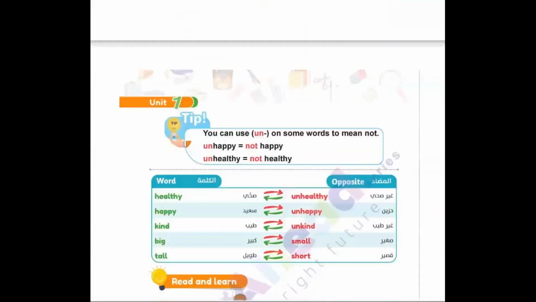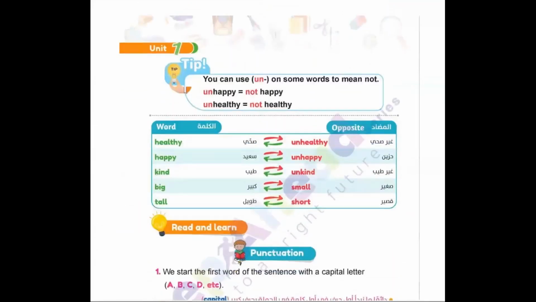Okay, and now we will move to the next part of language. Check here. There is a tip. What do we have to learn in this step? We use un at the beginning of some words to mean not. So if I add these two letters to the beginning of some words, it will give me the opposite meaning. Check the example here. Unhappy gives the same meaning as not happy. It's one word, but it gives me the negative meaning.